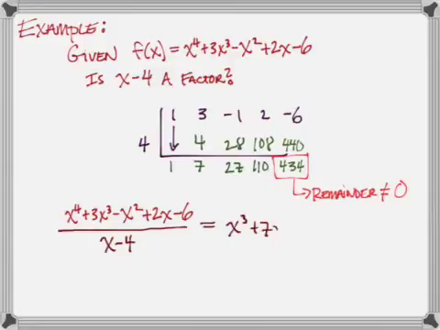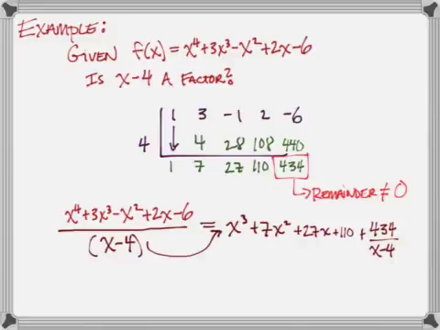So if I was to write it all out, this piece, x to the 4th, 3x to the cubed, minus x squared, plus 2x minus 6, all over that is my division. What's this piece called? X to the 3rd plus 7x squared plus 27x plus 110. It's a depressed polynomial because the power's gone down. It's also called the quotient, right? This is my remainder. Yeah?